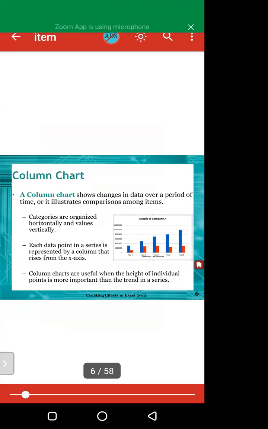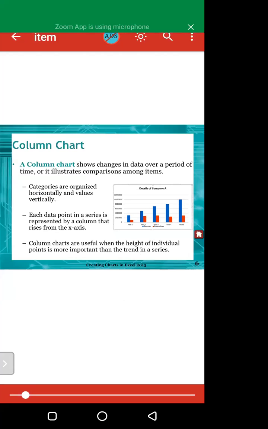Column chart. A column chart shows changes in data over a period of time, or it illustrates comparison among its items. Categories are organized horizontally and values vertically. Each data point in a series is represented by a column that rises from the x-axis. Column charts are useful when the height of individual points is more important than the trend in a series.